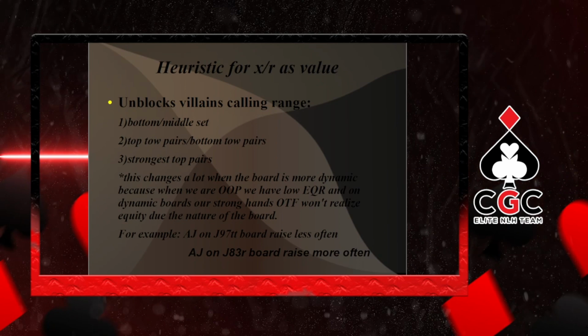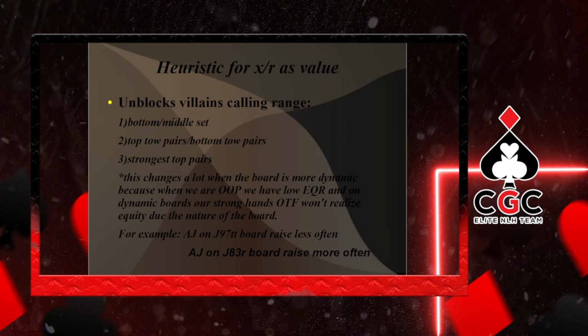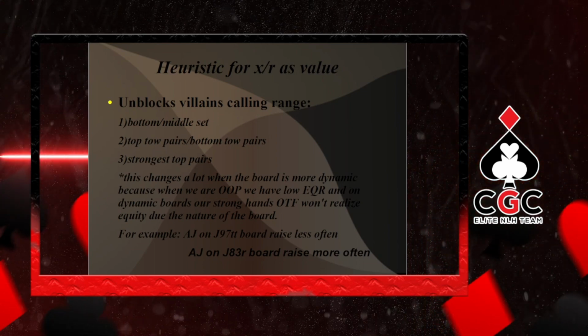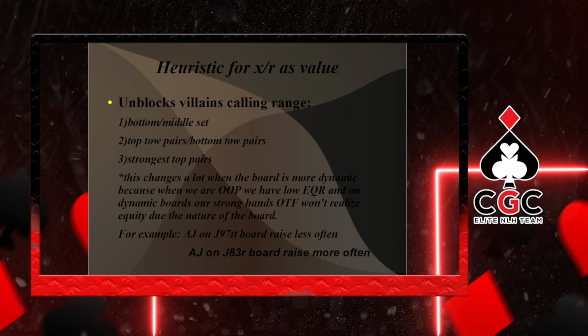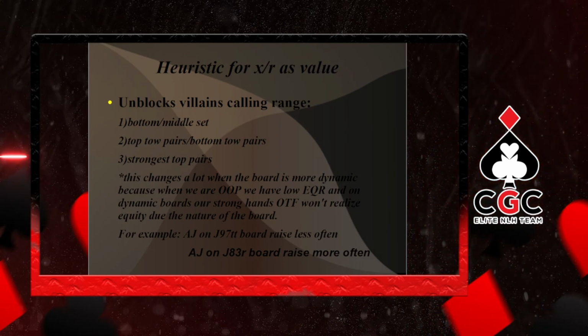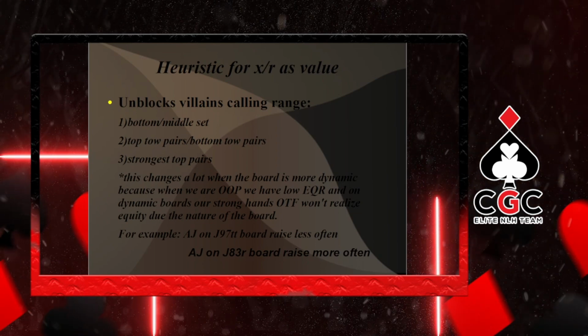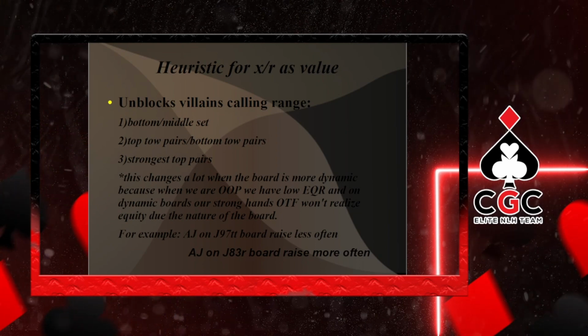So here we're gonna see the heuristics for check raise for value. So basically, which type of hands want to check raise more often, more frequently for value. Basically, it's the type of hands that unblocks villain's calling range. And what does it mean? For example, if there is a board like Queen 5-3 rainbow, and we do face the c-bet, we typically want to unblock the Queen X region of that board. So bottom and middle set are very great candidates to check raise because they don't block the Queen.